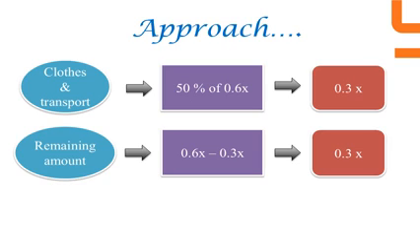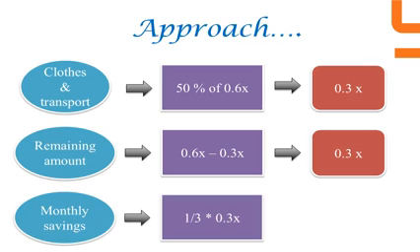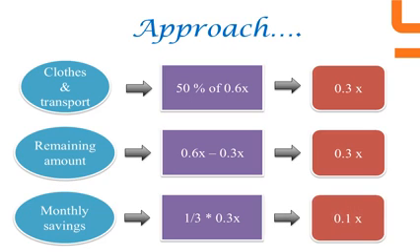Now what is the next statement? He saves one-third of the remaining amount after spending on food, clothes and transport. So what is the remaining amount with him after food, clothes and transport? It is 0.3X and he saves one-third of that. That is 1 by 3 into 0.3X. So his savings per month is 0.1X.